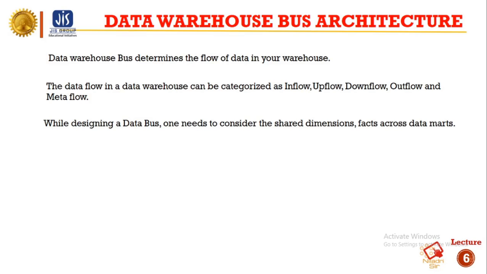Now the last part is the data warehouse bus architecture. It basically defines the data flow within a data warehousing bus architecture and includes a data mart. The data warehouse bus determines the flow of data in our warehouse. The data flow in a data warehouse can be categorized as inflow, upflow, downflow, outflow, and metaflow. While designing a data bus, one needs to consider the shared dimensions and facts across data marts.